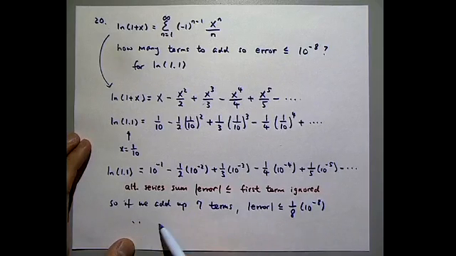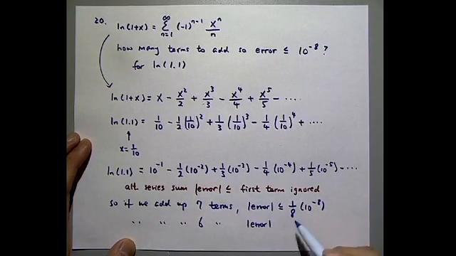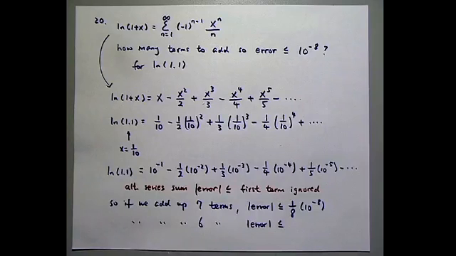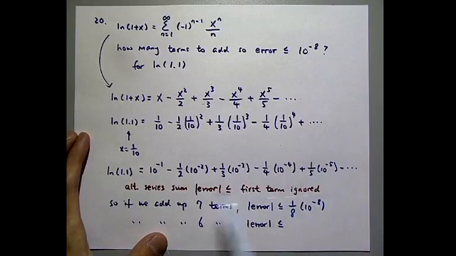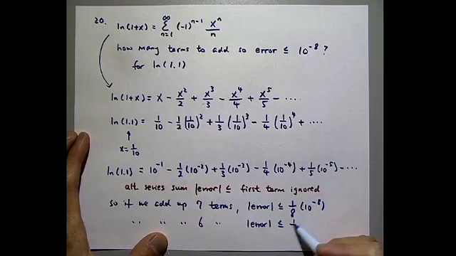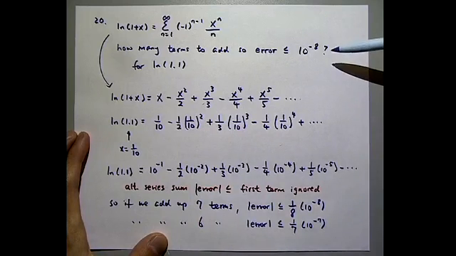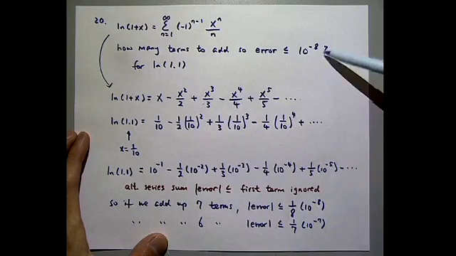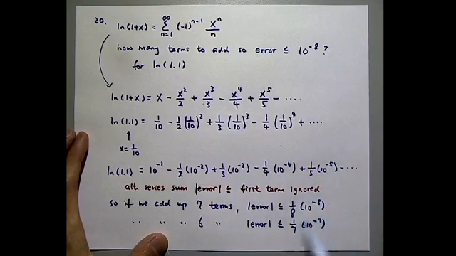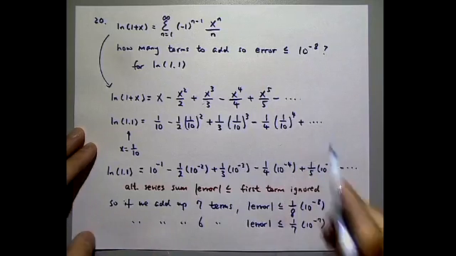If we add up 6 terms, what would the error be? Look at the pattern. One term gives me that. So 1 over 7, 10 to the minus 7, right? We want the error to be smaller than this. So 6 is not enough. 6 has a bigger error than that. So we want to add 7 in order to get a smaller error. So therefore, we want to add 7.